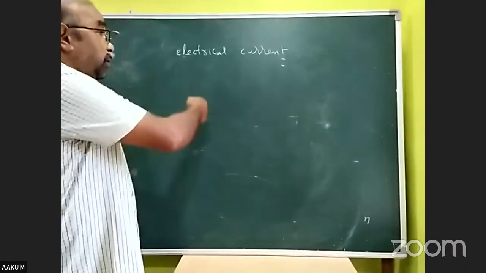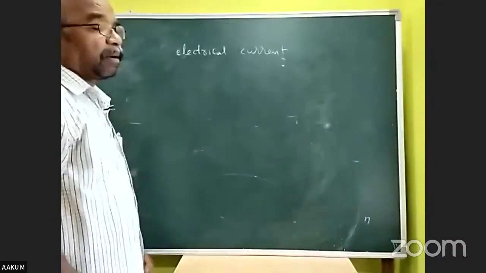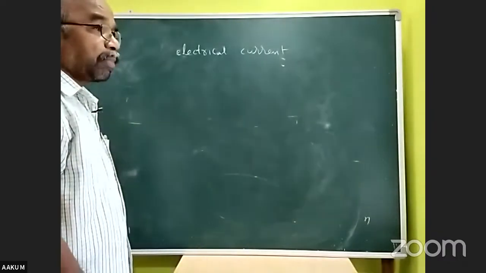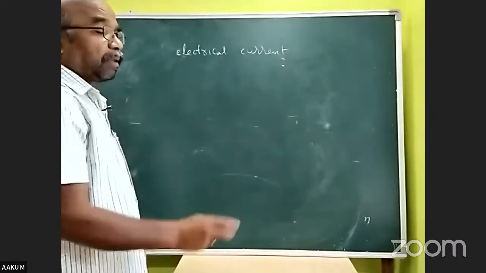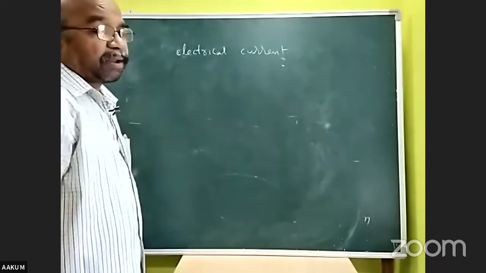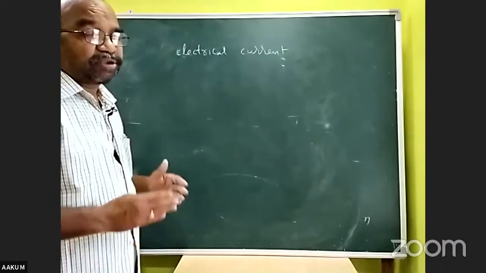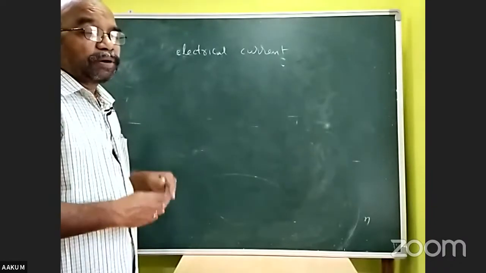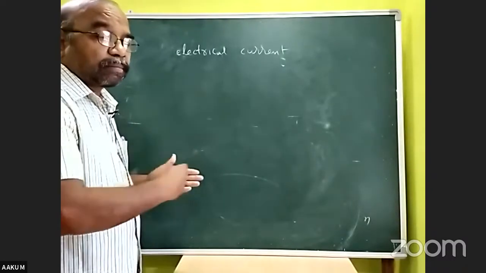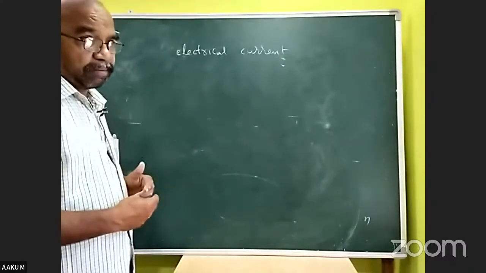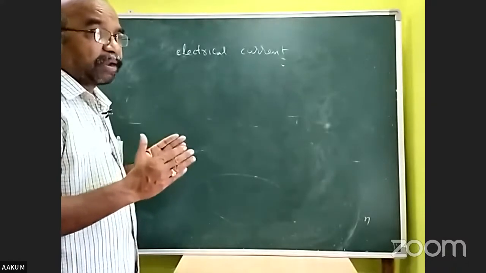So, you know the meaning of electrical current. Generally, in metallic conductors, the electron is the charge carrier. Due to its motion, electrical current is created in metallic conductors.